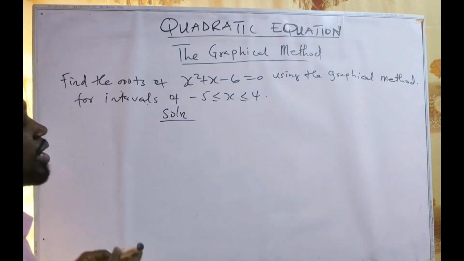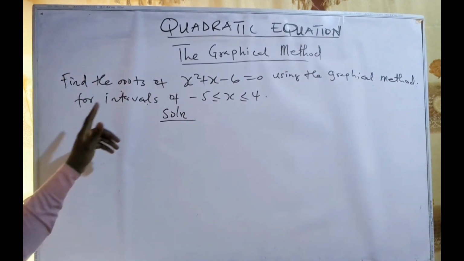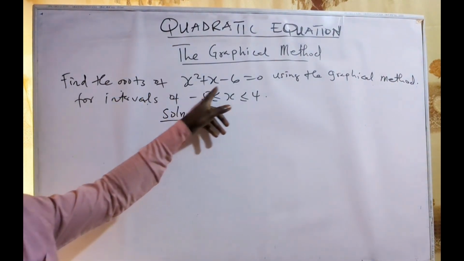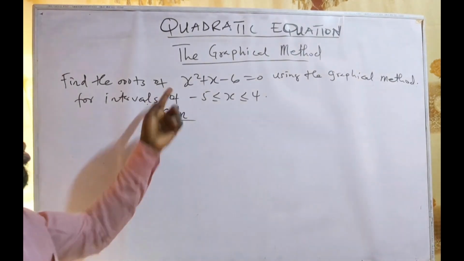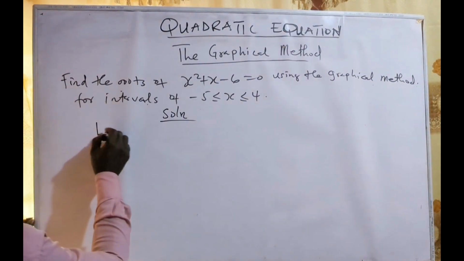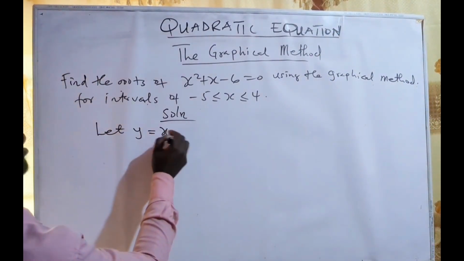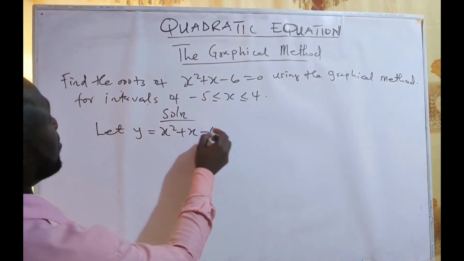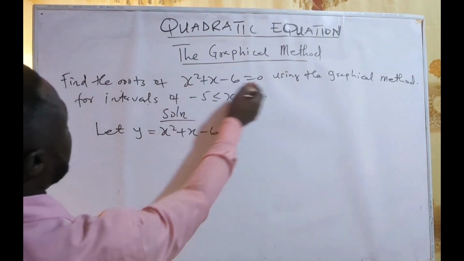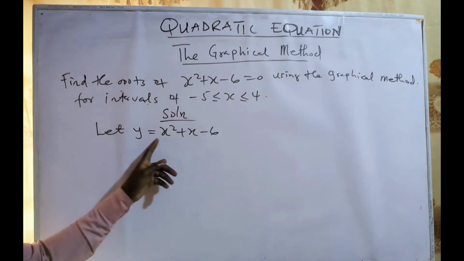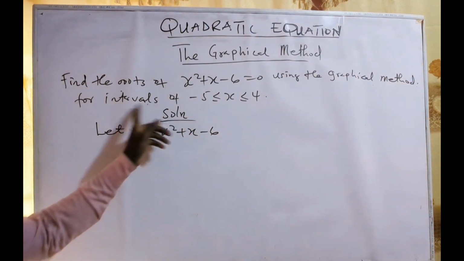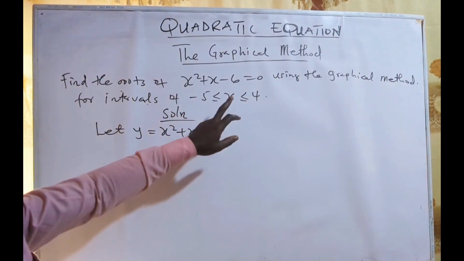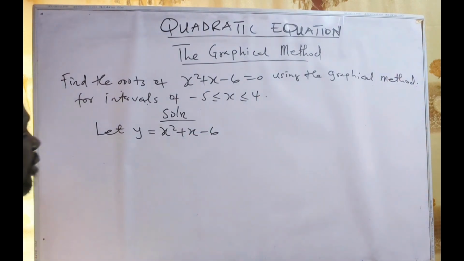Okay, now let's go on and solve our question. But before we can draw the graph, we have to know the corresponding y values, because we need points or coordinates. So you say let y be equal to s squared plus s minus 6 for the quadratic function here. So y is equal to s squared plus s minus 6, and we are using the interval of -5 less than or equal to s less than or equal to 4.